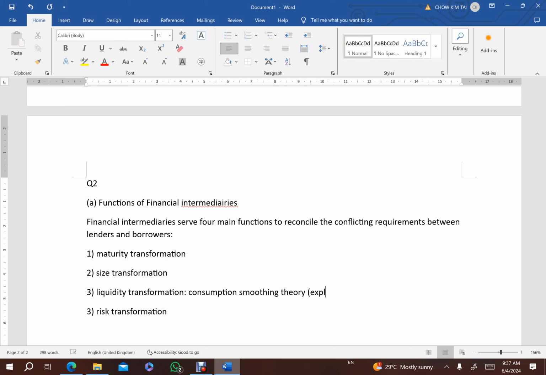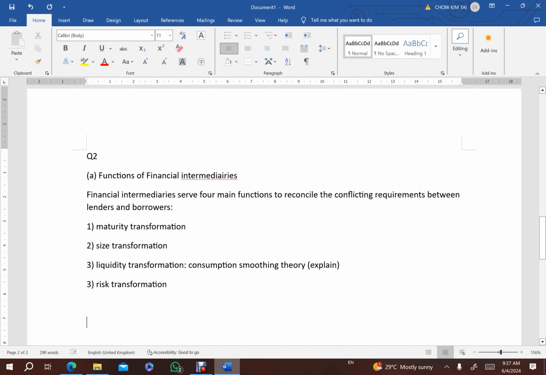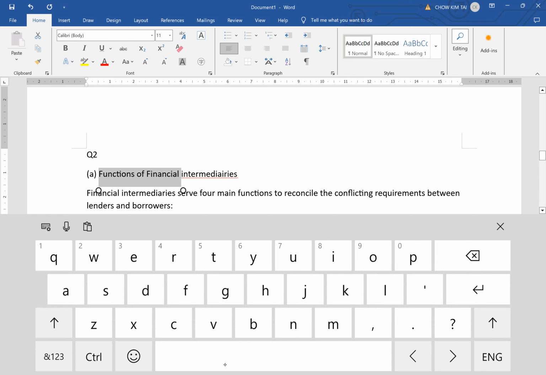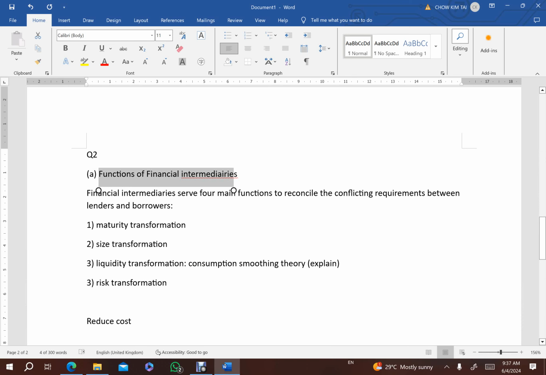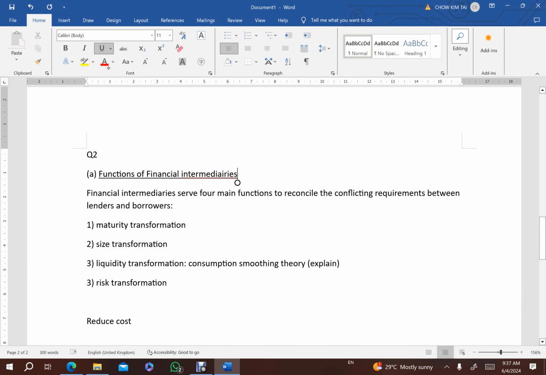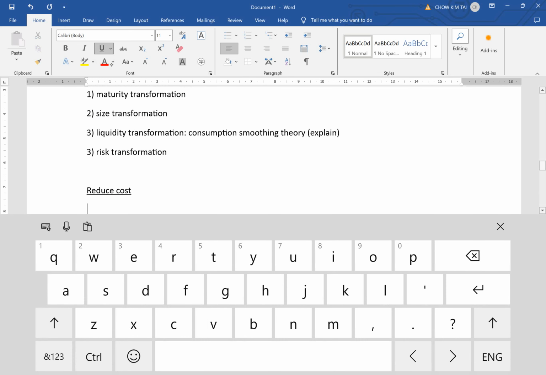So give some explanation of that. Okay, then how the bank can reduce costs. Okay, so that should be your second subheading. So your first subheading is this: functions of financial intermediaries. Okay, your first subheading. Intermediaries. Okay. So your second heading. Okay, reduce costs. Okay, that's where the 3 points there you explain.